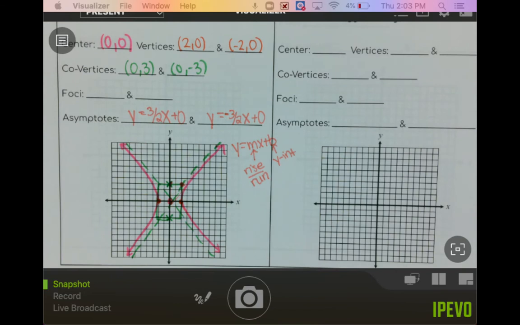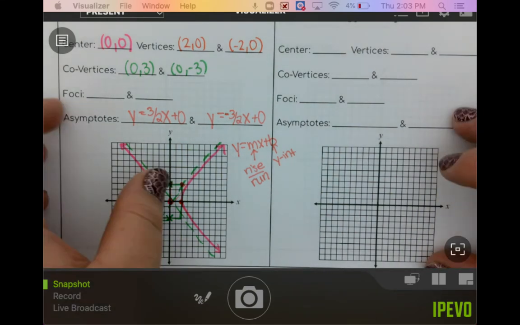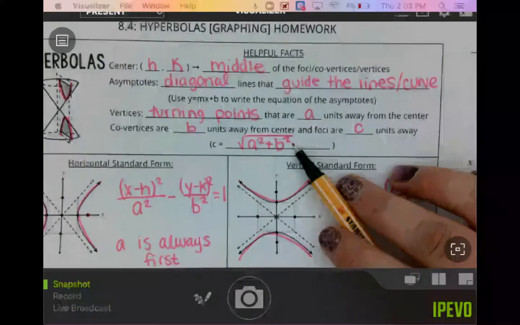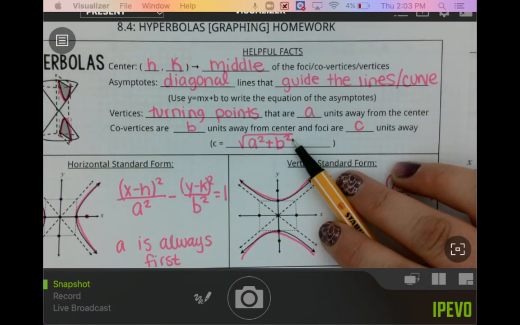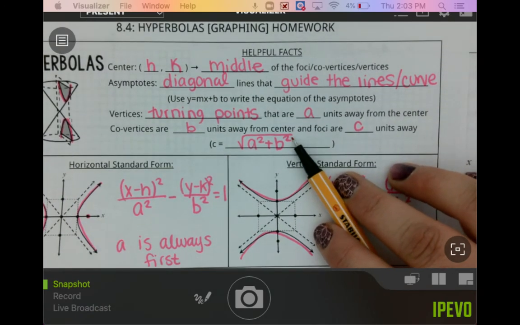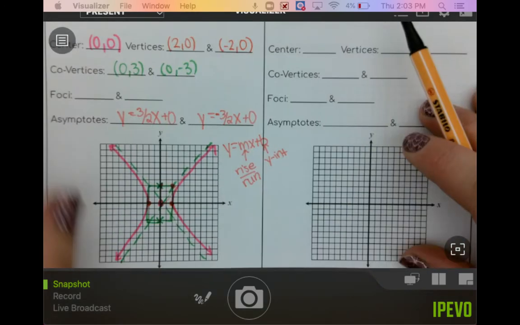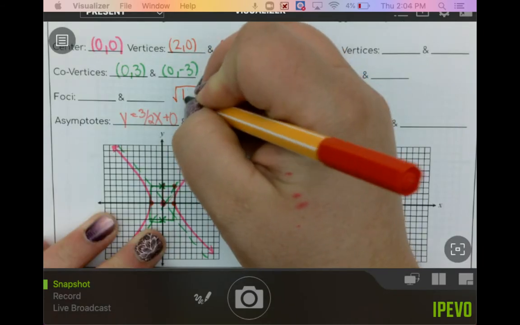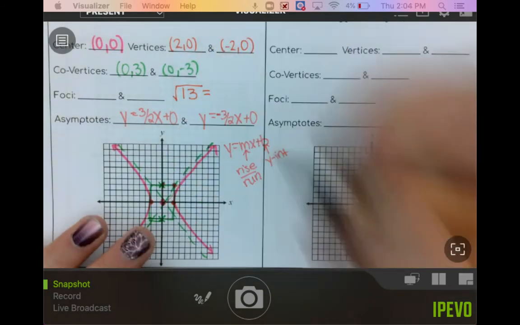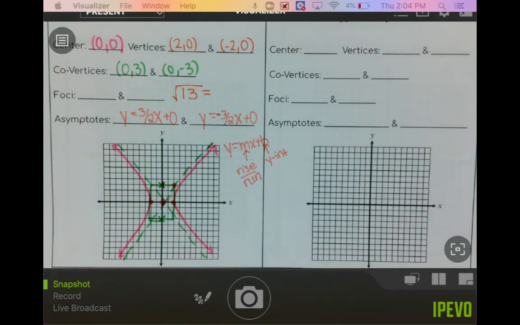And then the last part is the foci. As I kind of set up here, you have to add the two numbers from the bottom together and do the square root of them. So this one will be the square root of 4 plus 9, or 13. And the square root of 13 is 3.6.